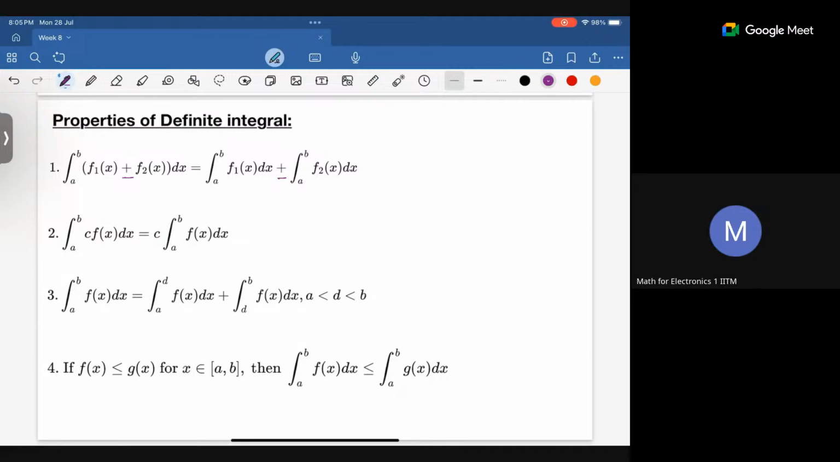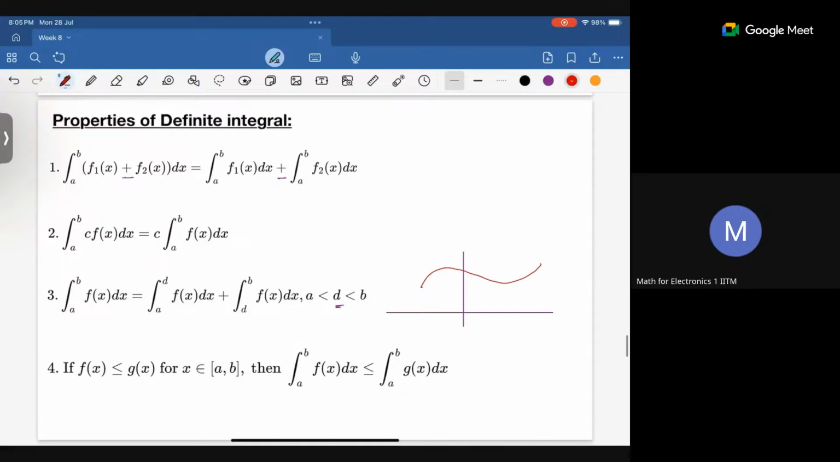And the next property is that you can split the integral. If you have some point in between, say d, and you want to compute the area under the curve from a to b, you can do it in two steps. You compute the area from a to d and the area from d to b, and then you add both areas, which will equal the total area. So this also you can get an intuition for graphically. And maybe I will draw it for this.